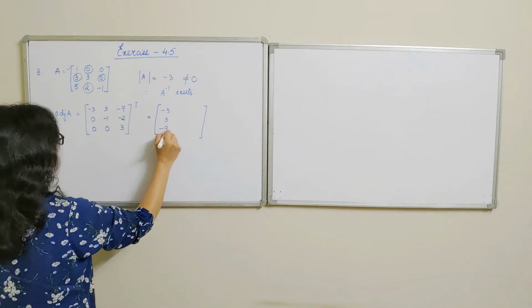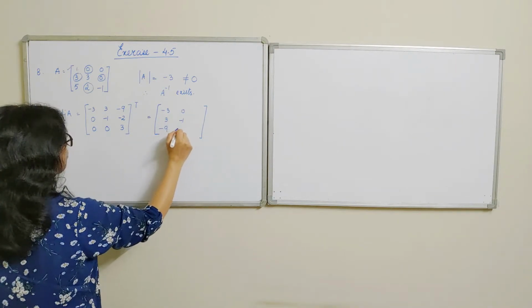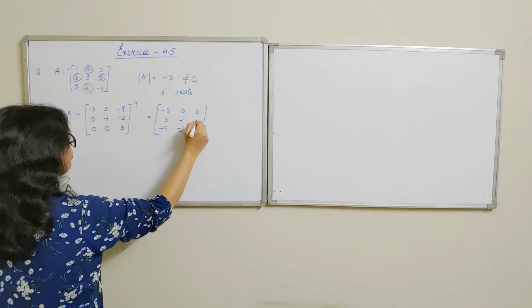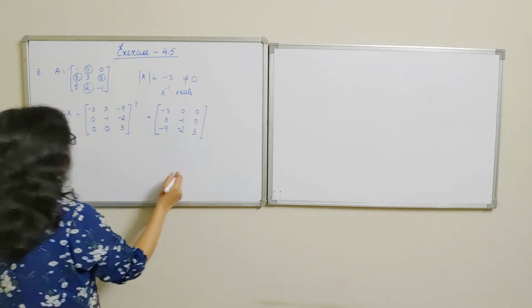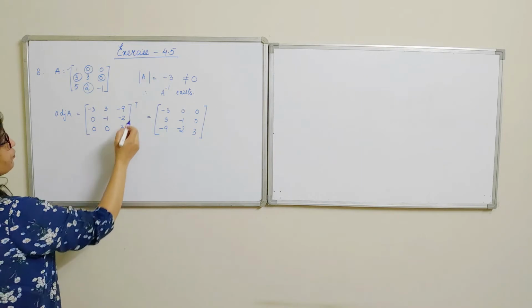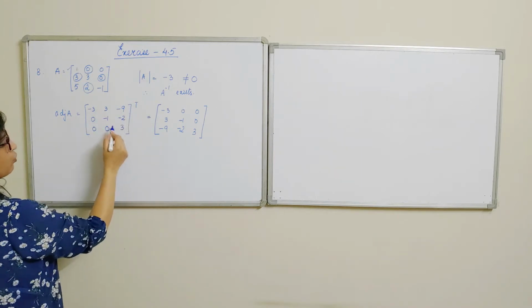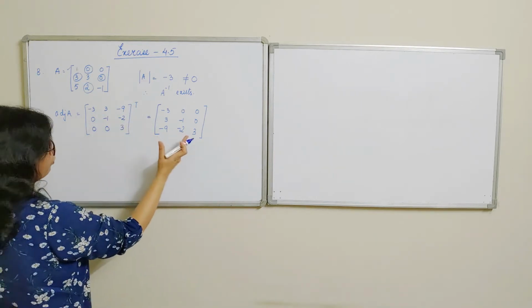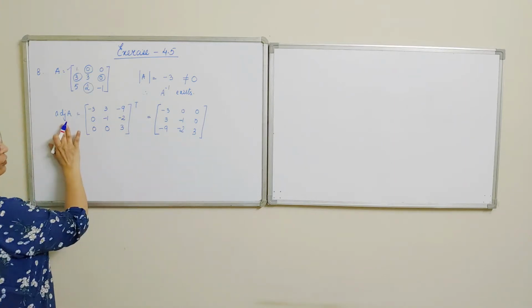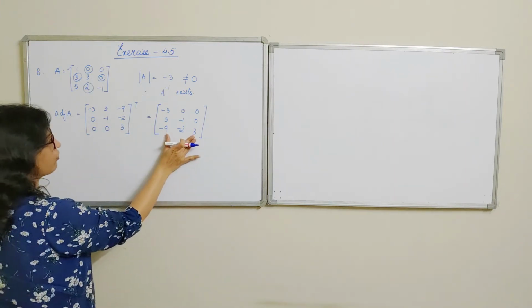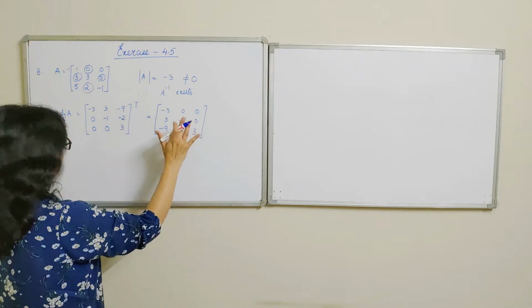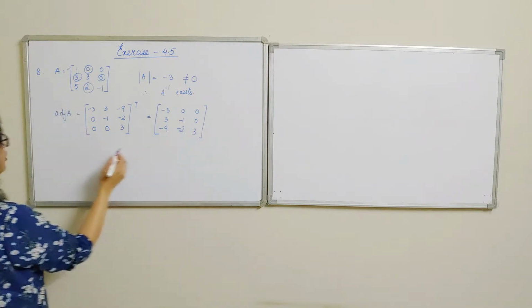-3, 3, -9, 0, -1, -2, 0, 0, 3. So it is advisable that you should first find the cofactors, and in the next step you transpose. Don't find out the adjoint directly by finding cofactors and transposing in the same step. There could be errors. So adjoint has been found.